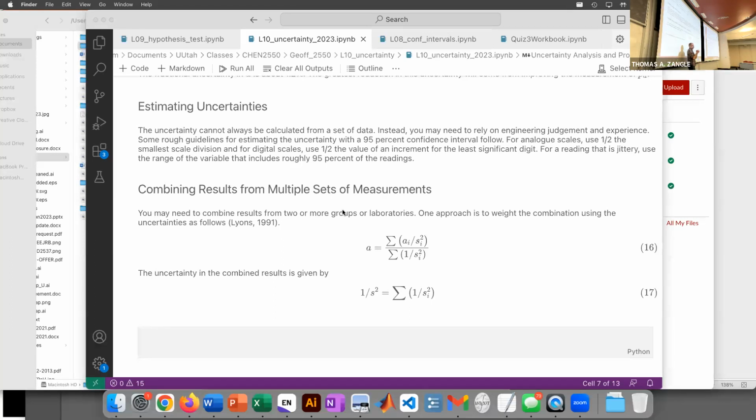Okay. So again, getting to the real world use case where we don't always have all of our results from one experiment run by one operator, done under a certain set of conditions. So you may sometimes have to combine results from multiple labs or processes.